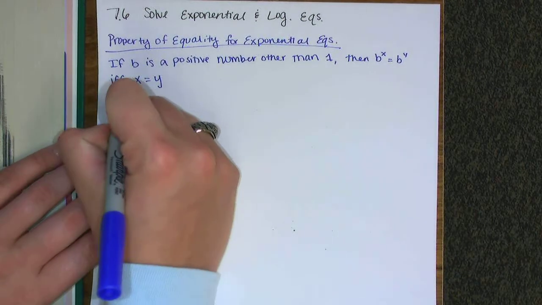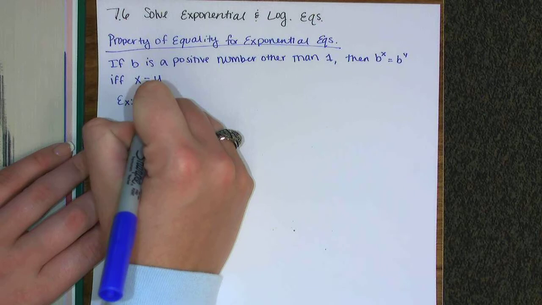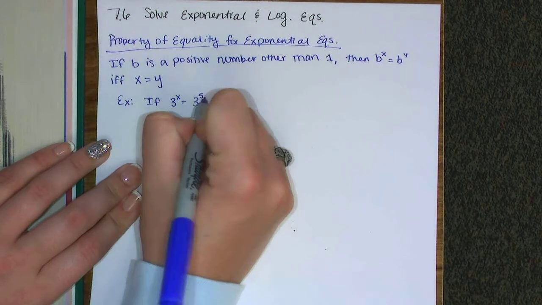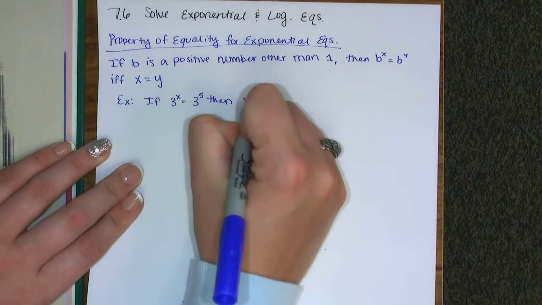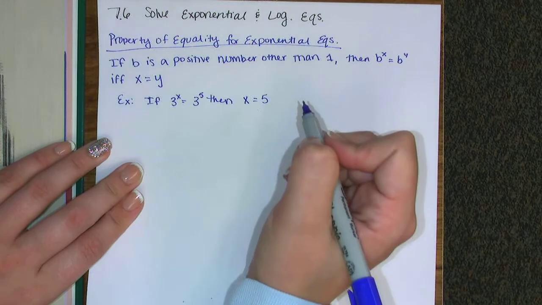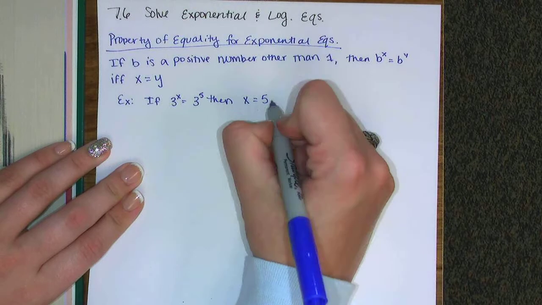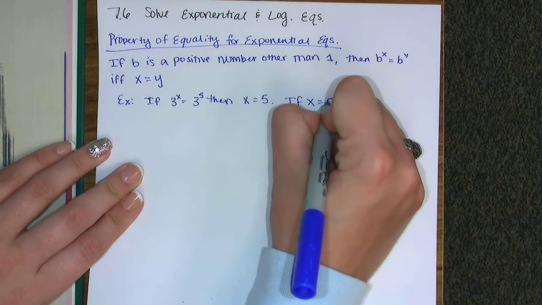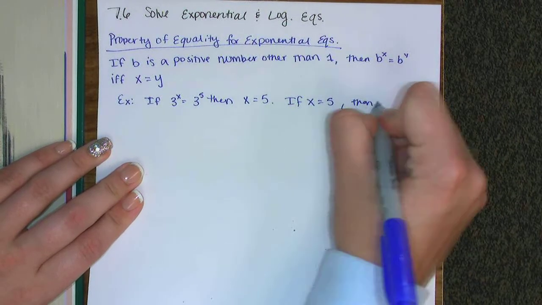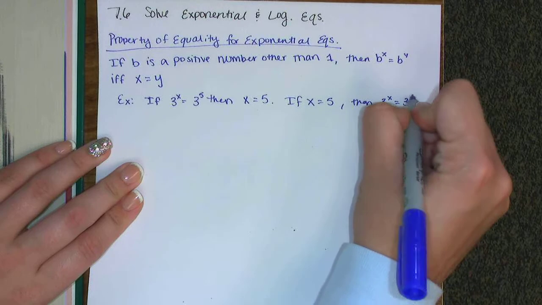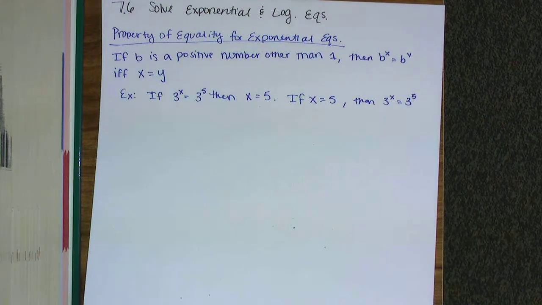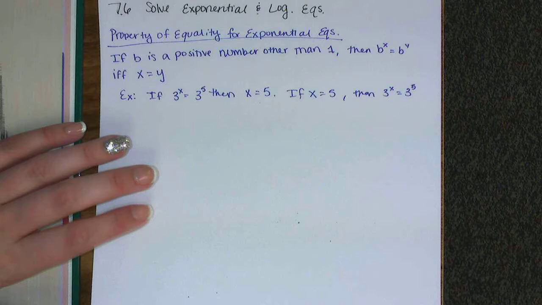So an example of that would be if we had 3 to the x is equal to 3 to the y, then x is equal to y. Okay, and the reverse is true. If x is equal to 5, then 3 to the x is equal to 3 to the 5. Okay, so that's the first one, for exponentials.